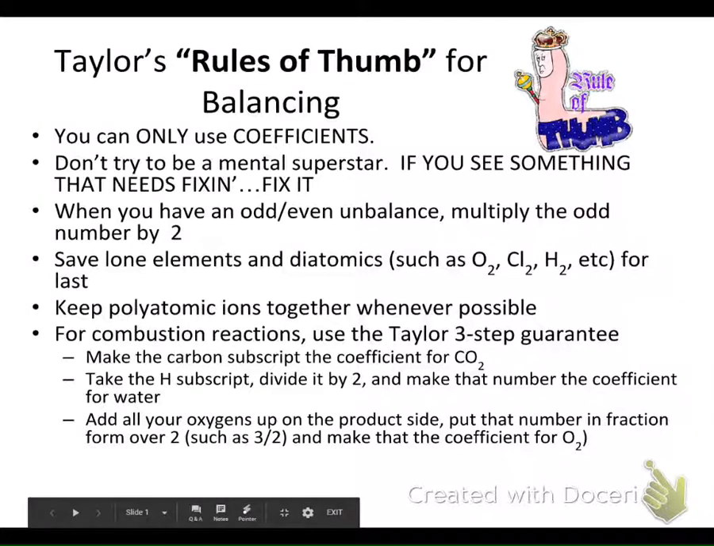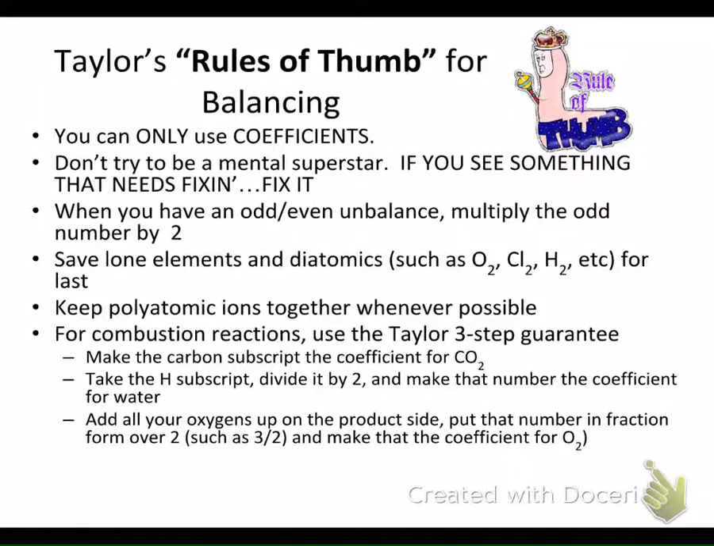But combustion reactions are very simple. You always have a carbon fuel, you react it with oxygen, and you make CO2 and water. So what I've learned is that the carbon subscript will always become your coefficient for CO2. The number of hydrogens, that subscript, will always be divided by 2 to become the coefficient for the waters. And then really our job is to add up the oxygens, and that's saving the oxygen for last because it's a lone element. Again, I know that makes no sense until I give you some examples.